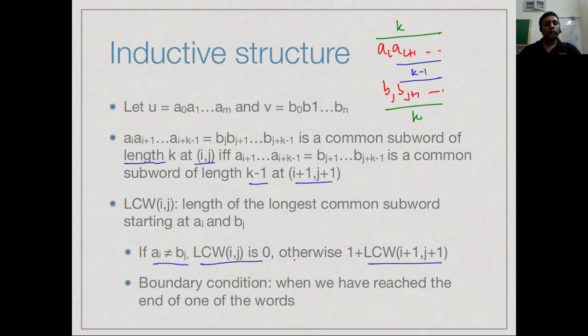If they are equal, then I postpone the problem to the next position and add 1 to whatever I get in the next position. And the boundary condition is when one of the words is empty, right? When we have no letters left, so we can't extend one of the words anymore, we can't go forward, then we can say that there cannot be a common subword because there are no letters to use from one of the two words. Okay.